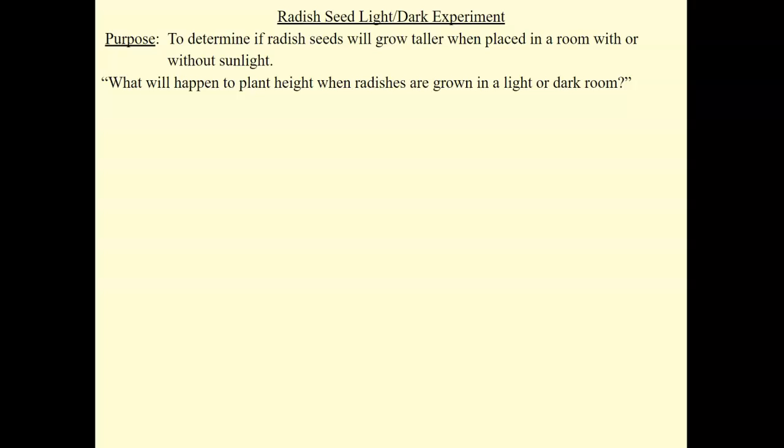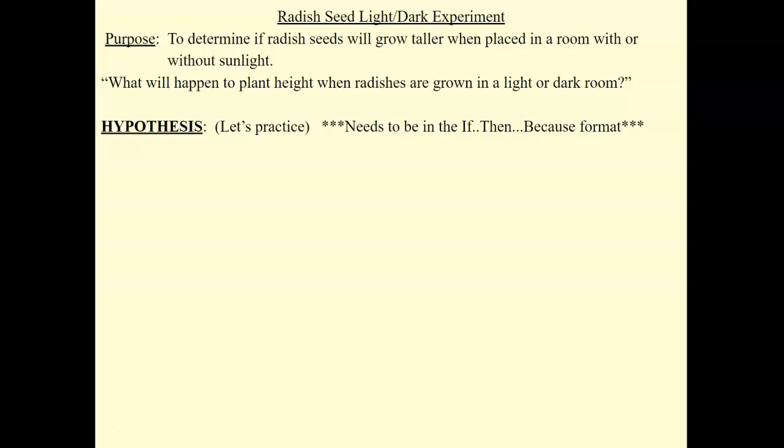You might also see the purpose written as a specific question, so you could see it written like this instead. What will happen to plant height when radishes are grown in a light or dark room? So from our purpose, whether it is a statement like the first part or whether it's a question, we should be able to pick out the variable that is intentionally being changed, our independent variable, and the variable that is going to be measured or observed in order to see if there is a change.